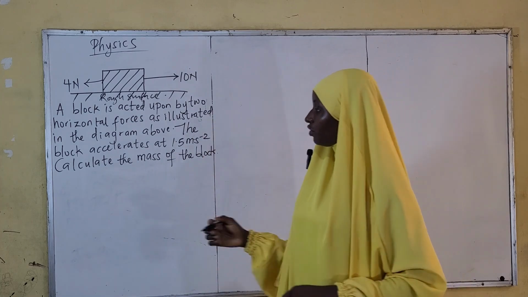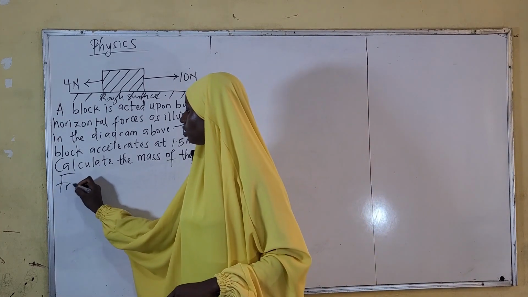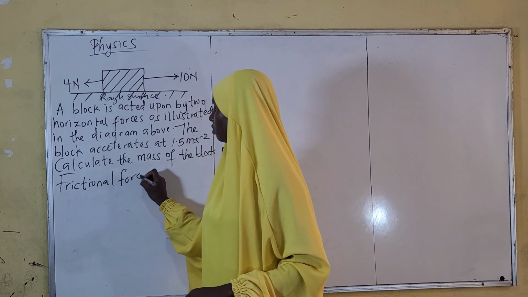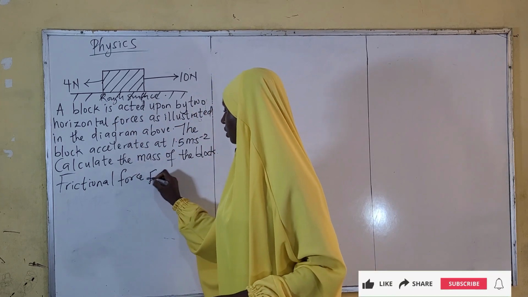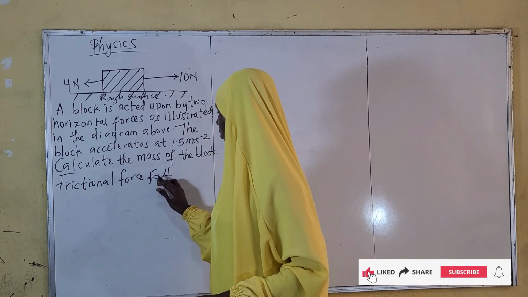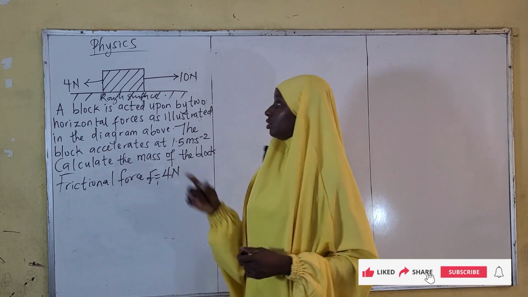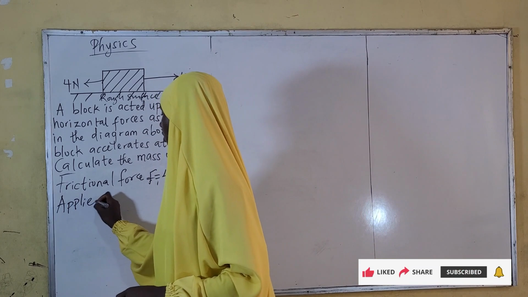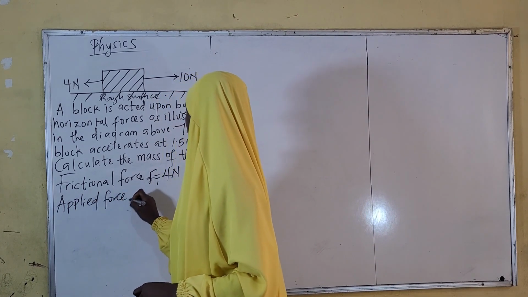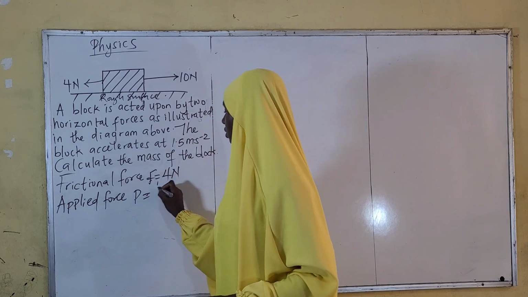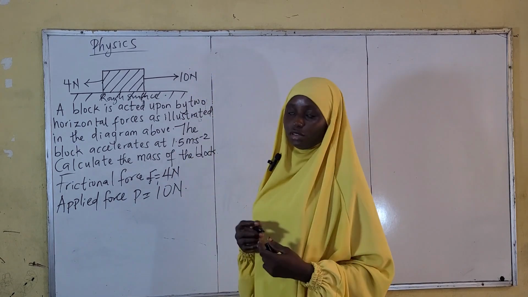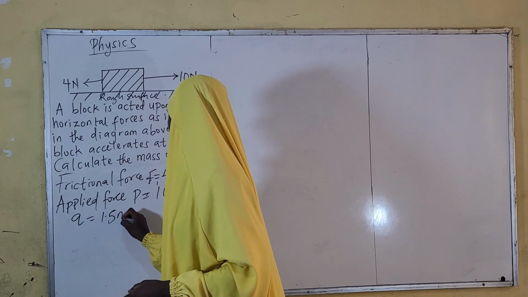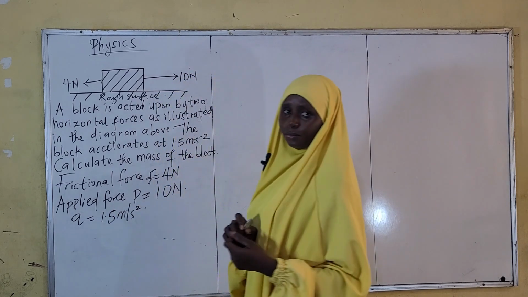So our frictional force, F, is equal to 4 Newton. The other force, the applied force, P, is equal to 10 Newton. We also have our acceleration, a, to be 1.5 meters per second squared.